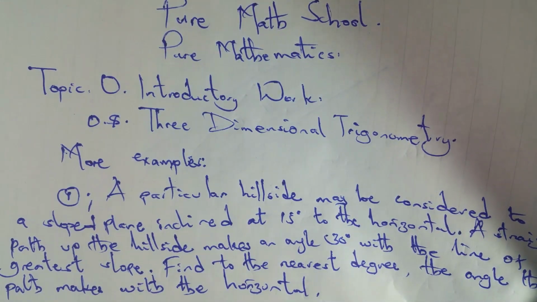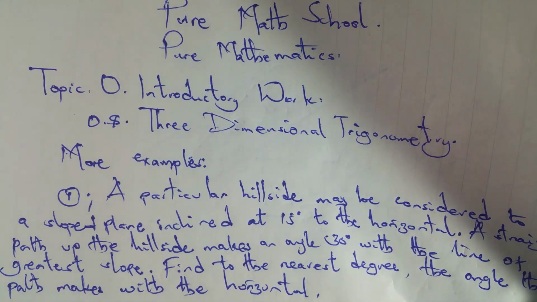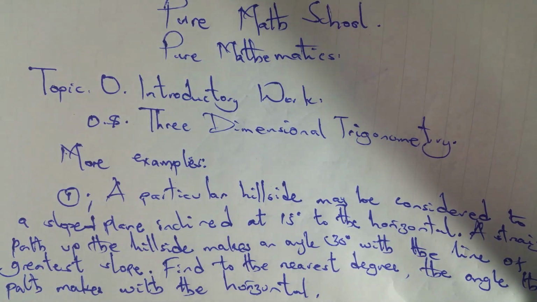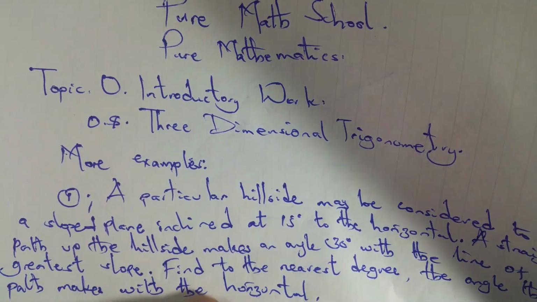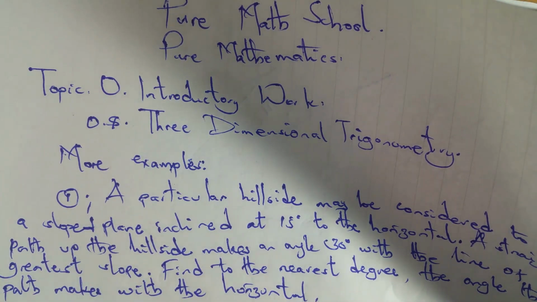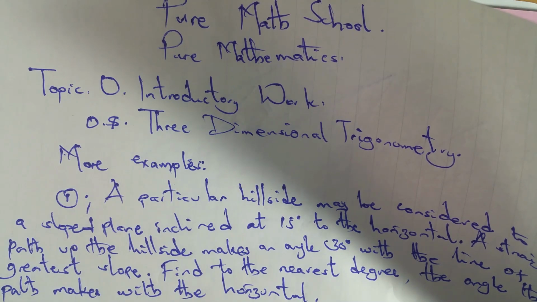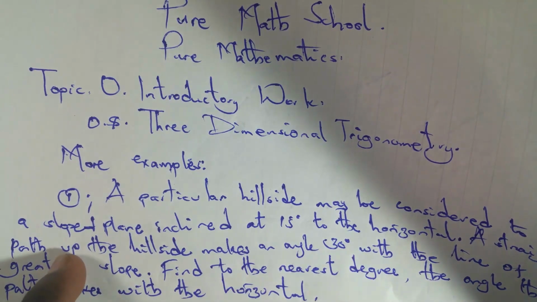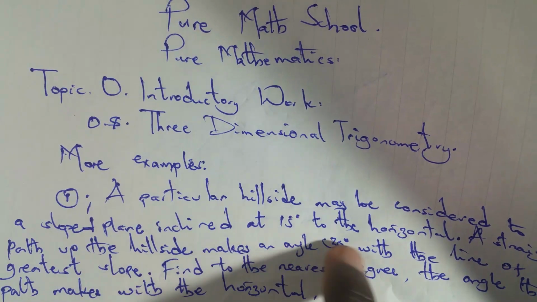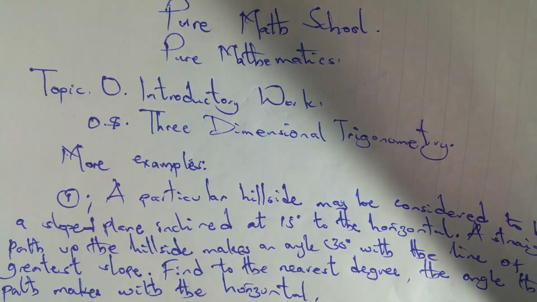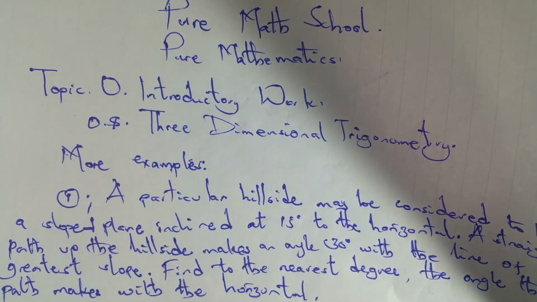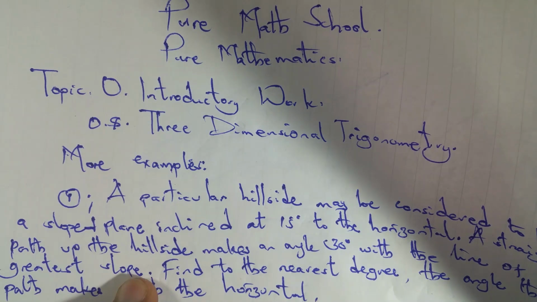Remember, in the previous video, not the last one, but the one before, we said that a line of greatest slope simply means that the slope is inclined at some angle to the horizontal. So our line of greatest slope is always at 90 degrees, but when the plane is inclined at some angle, it means the line of greatest slope is inclined at that angle to the horizontal. Now they're saying that the path up the hillside makes an angle of 30 degrees with the line of greatest slope, which simply means it has made an angle of 30 degrees with the incline, with the inclined plane, not with the horizontal.